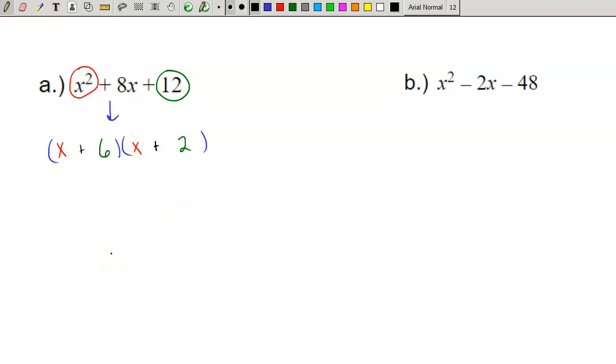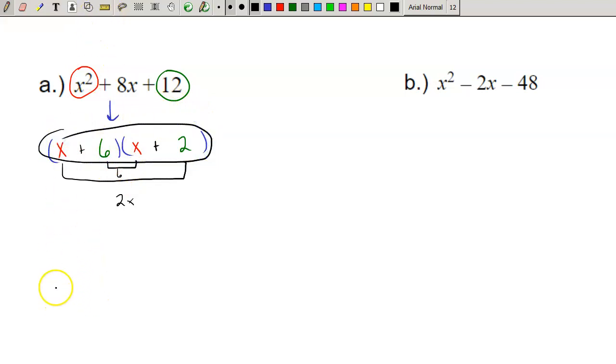And again, the way that I can check that is really just to check two things. Check this outside multiplication and the inside multiplication. I know that 2 times x, that's 2x. And the inside product here is 6 times x, it's 6x. If I take 6x plus 2x, I do get 8x. So I know that this is the correct factoring right here.